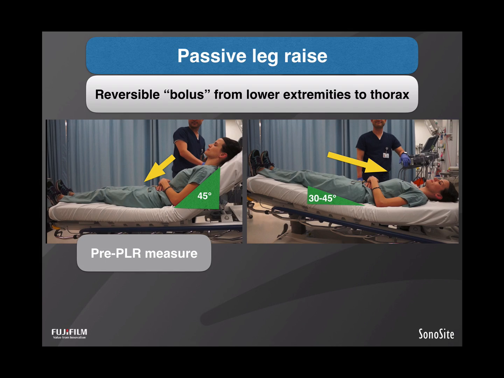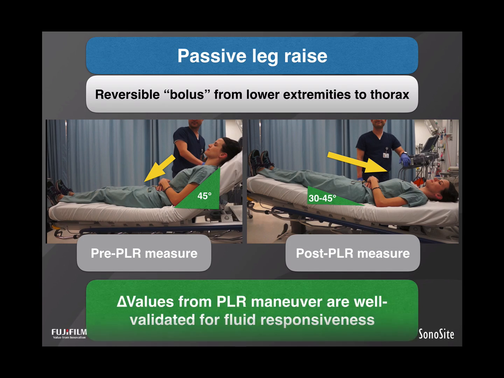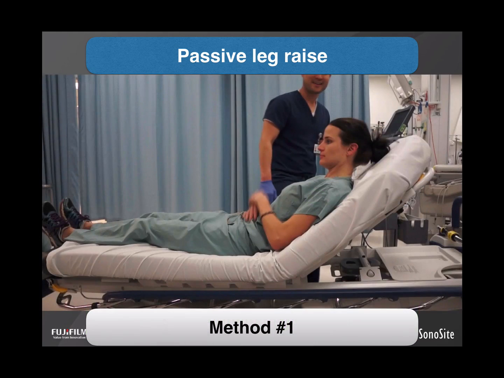Next, you want to perform your post-passive leg raise measure, and you want to figure out what the change is. And it's this delta value that is very, very predictive of fluid responsiveness. The passive leg raise is the closest thing to a slam dunk in terms of a fluid responsiveness trial in the literature. How do you do a passive leg raise?